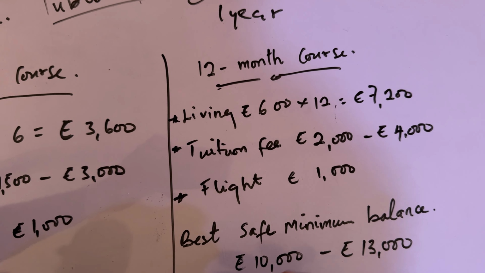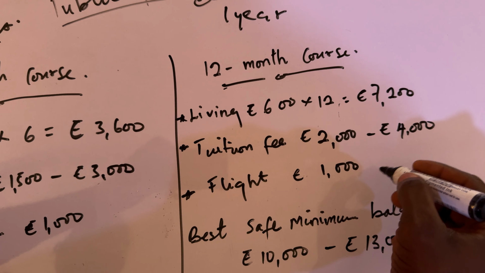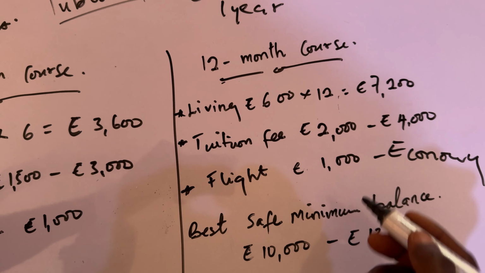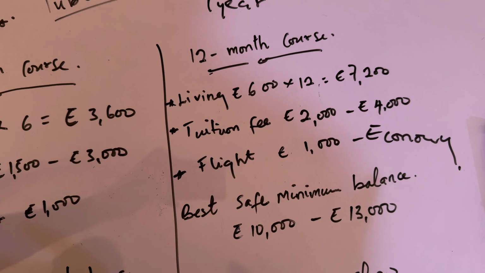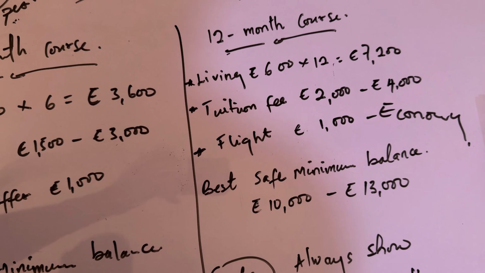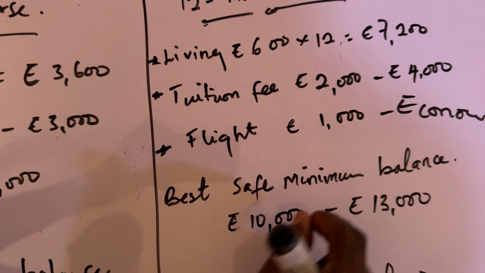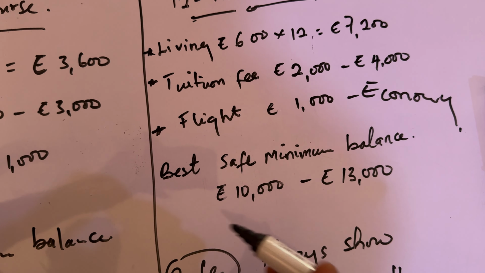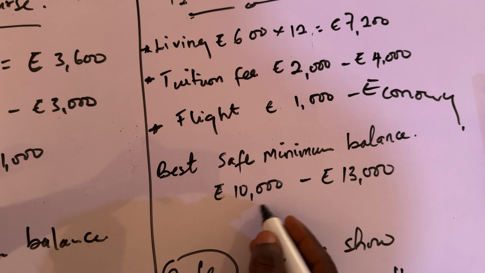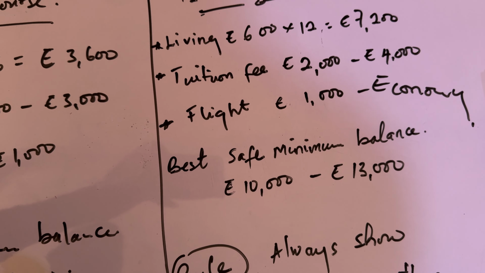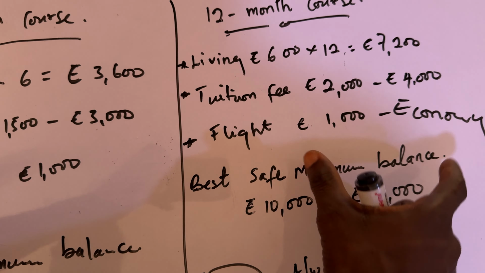What about the flight? It still remains the same. This is mostly for economy, let's say 1,000 euros. But if you are going for VIP or business class, once again, that is your own choice. So the best safe minimum balance in your bank statement should be, let's say, 10,000 euros to 13,000 euros in your bank statement. That is the best safe minimum.